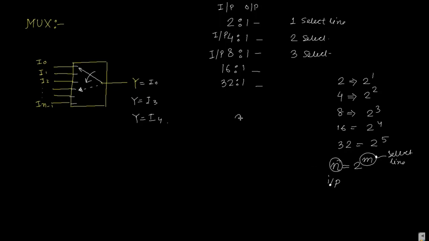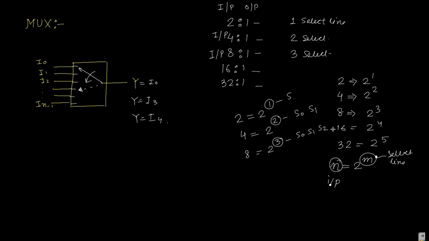So when 2 is the input, it becomes 2 to the power 1, so the select line is 1. When it is a 4:1 multiplexer, 4 is the input, so 2 to the power 2 is there, so the select lines are S0 and S1. When it is 8, it is 2 to the power 3, that means 3 select lines, S0, S1 and S2, like this.